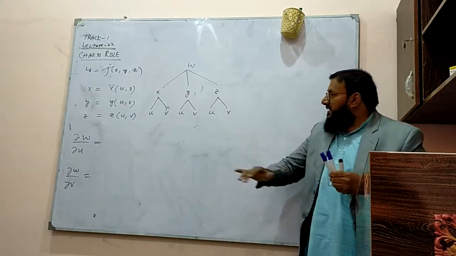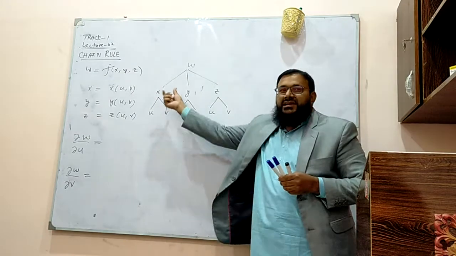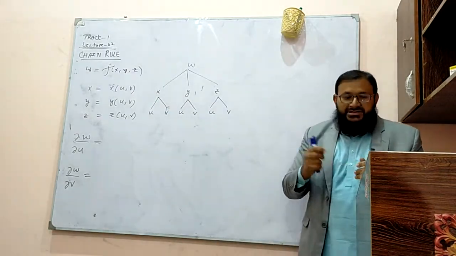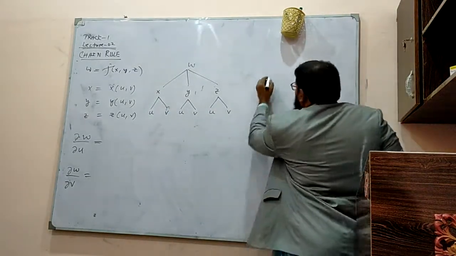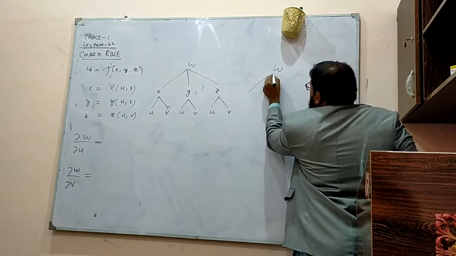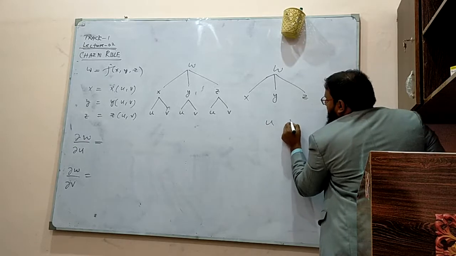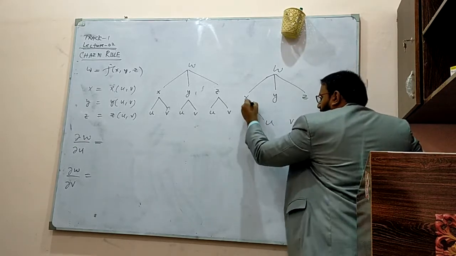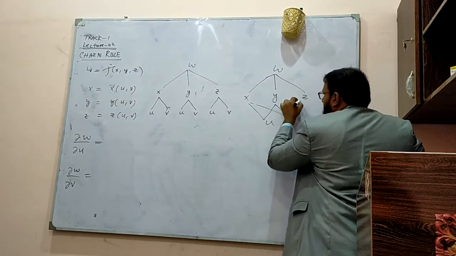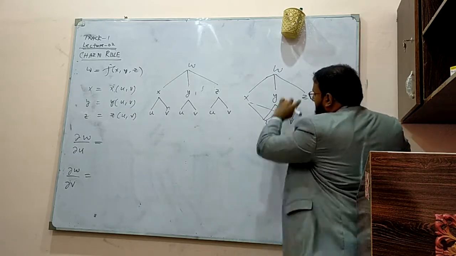Or you can write u and v once and you can connect these with different lines. But it will be a bit messy. We can do this. W depends upon x, y and z. And x, y, z all depend upon u and v. So this is another diagram.